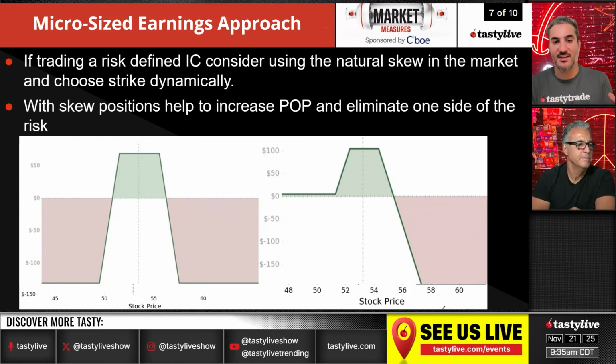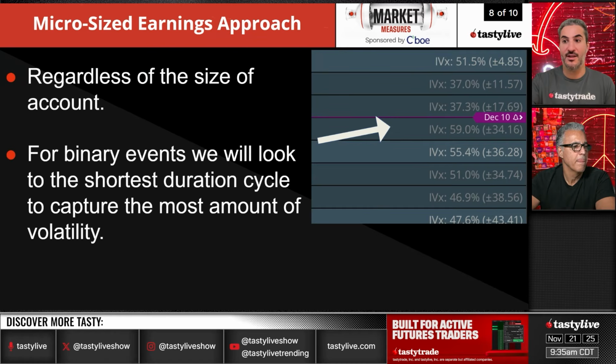The NASDAQ and ETFs in general have that put skew. A lot of the time with earnings and tech names, you'll see that call side skew, and so you can adjust it that way as well. If you want to be truly delta neutral, you could do that dynamically by using the same delta for the short and the long options. Beautiful. Next slide here. Here we go.